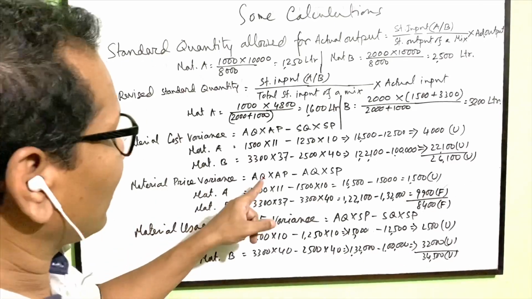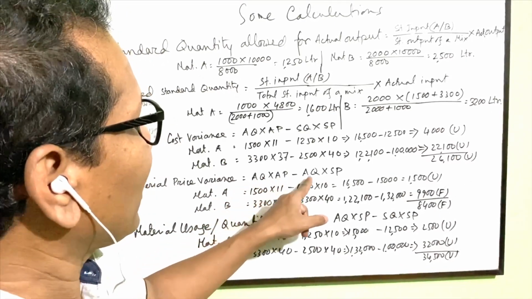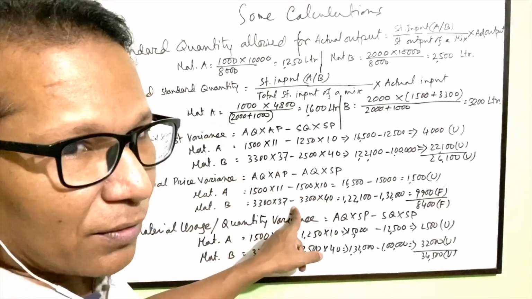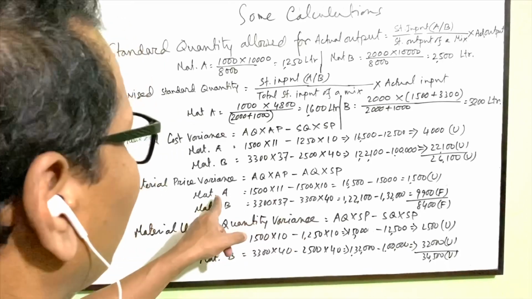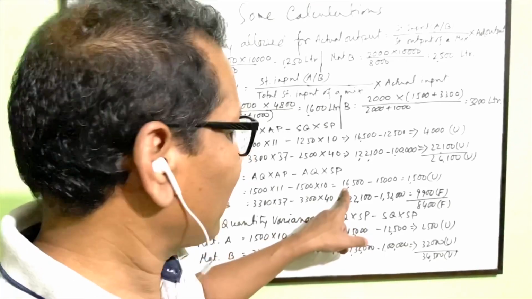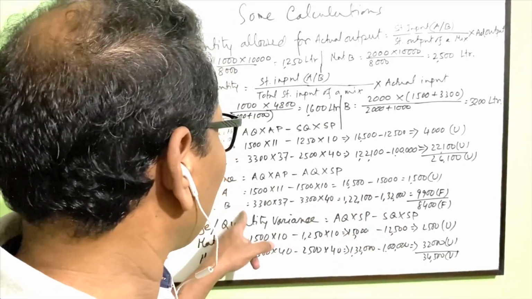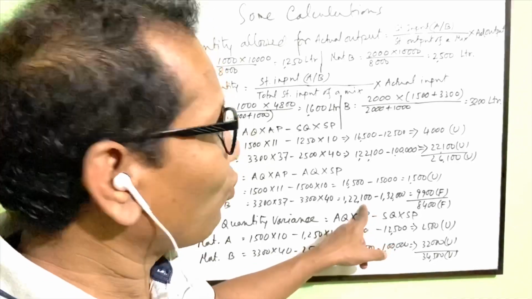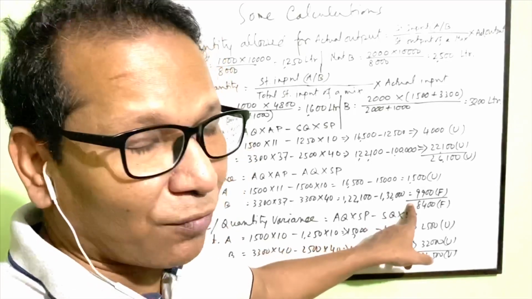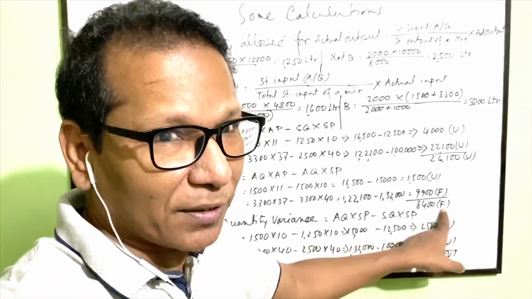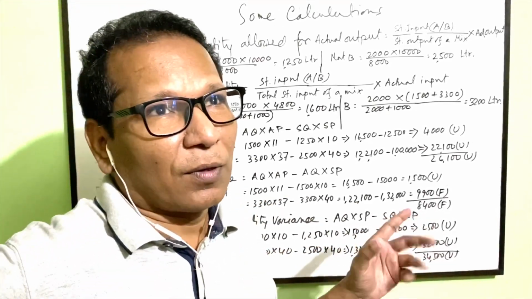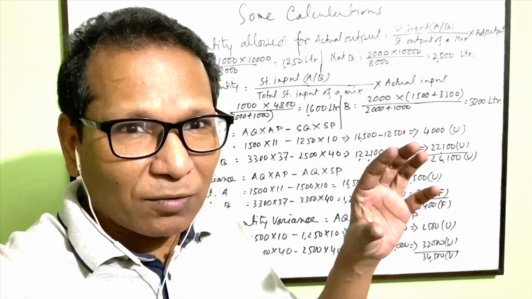Now we calculate material price variance. Material price variance is AQ into AP minus AQ into SP. We put the figures here. We get material A 1500 unfavorable variance since actual price is higher than the standard, and for material B actual price is lower than the standard, so it is favorable variance. Now total variance we get 8400, that is favorable variance. So material price variance is favorable. That means we spent a smaller amount than the standard.